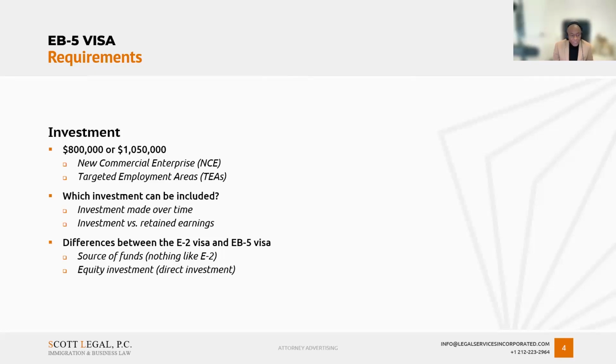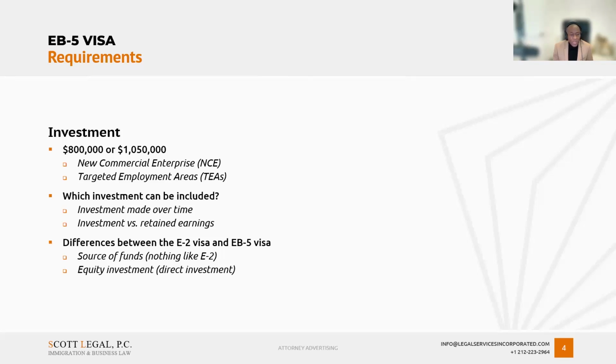The difference between the $800,000 and the $1,050,000 is going to depend on where the business is located. If the business is located in a targeted employment area, then it's going to be $800,000, and everything else is going to be $1,050,000. There are two ways that you can meet the TEA designation. One is that you are in an area where the unemployment rate is 1.5 times the national average. The other way is that the business is in a rural area, and that's going to be defined based on local populations. So if it's a TEA, that's going to be $800,000, if not, more.